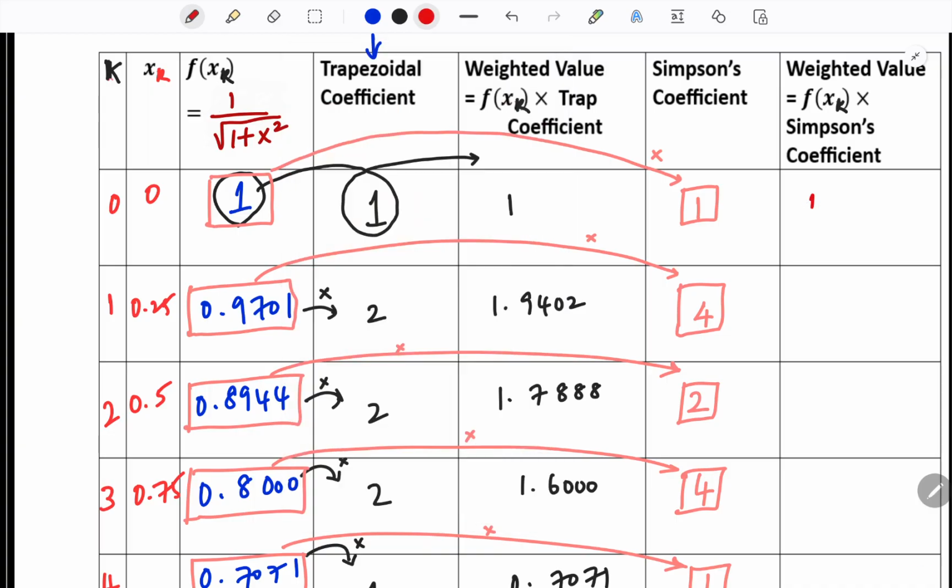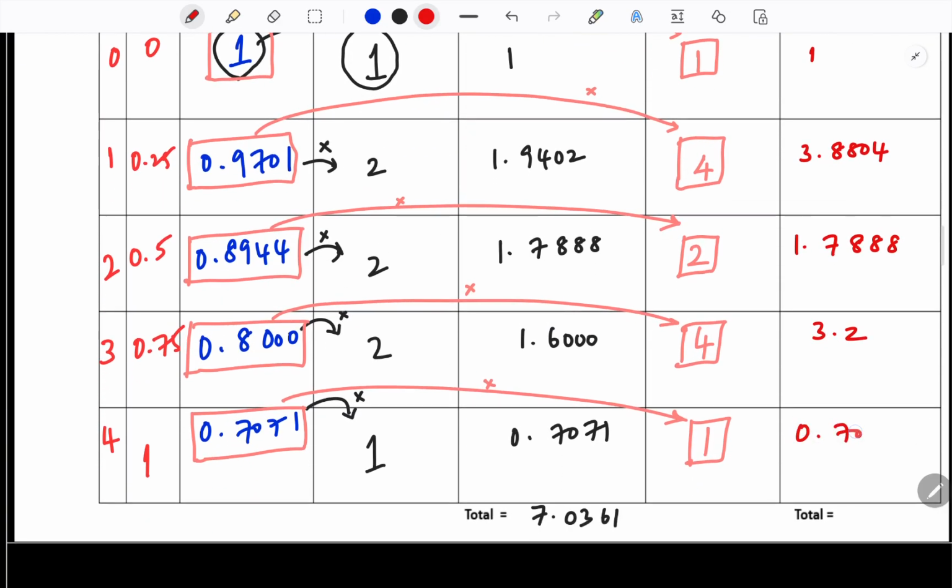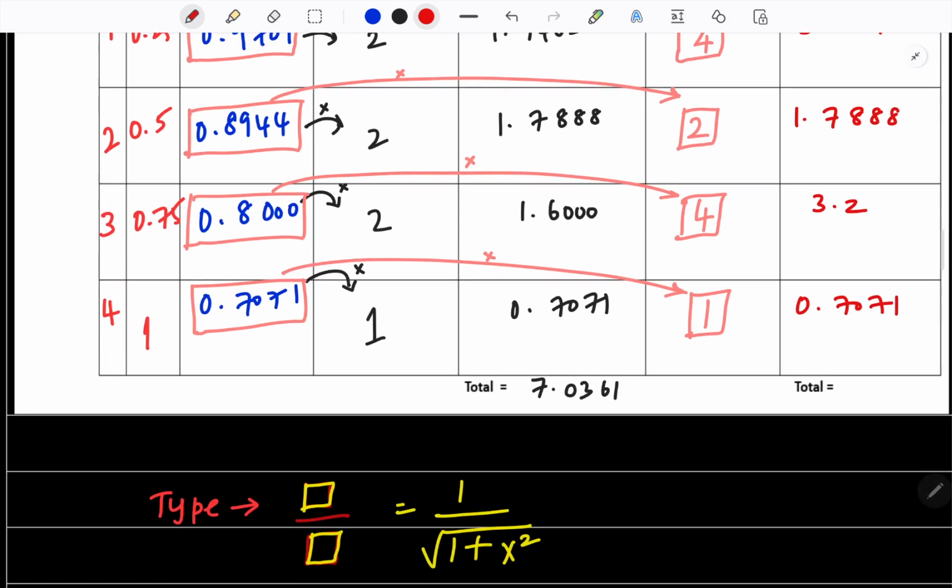So let me change the color, which is 1, and which is 3.8804, and 1.7888, and 3.20, 0.7071. Let me add all these values. Okay, 1 plus 3.8804 plus 1.7888 plus 3.2 plus 0.7071, which is equal to 10.5763. So you need to concentrate on this one and this one only, right? So for trapezoidal, concentrate on this one. For Simpson's, you concentrate on this one.